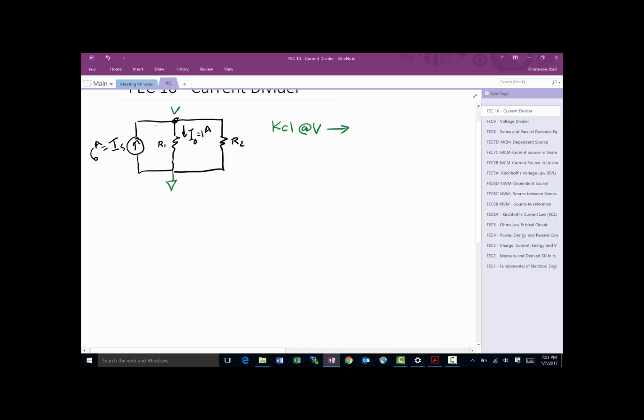So they told us 6 amps coming in. So we say, okay, 6 amps is coming in, therefore it's going to be minus 6. Remember, all the outgoing current is positive. Plus, we're going to say, okay, 1 amp was running out there, plus some current here which we don't know, let's call it I2. So minus 6 plus 1 plus I2 equals 0, which is okay. So now we know that I2 has to be 5 amps based on this equation.